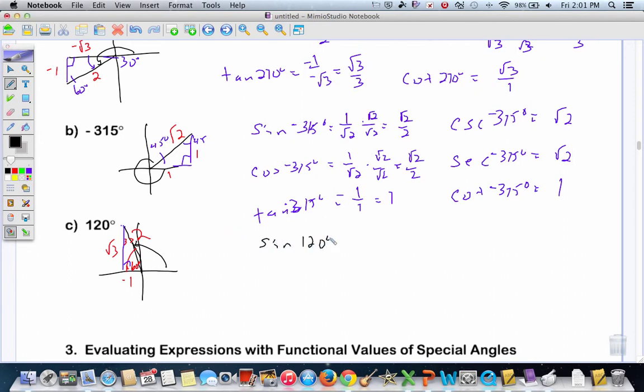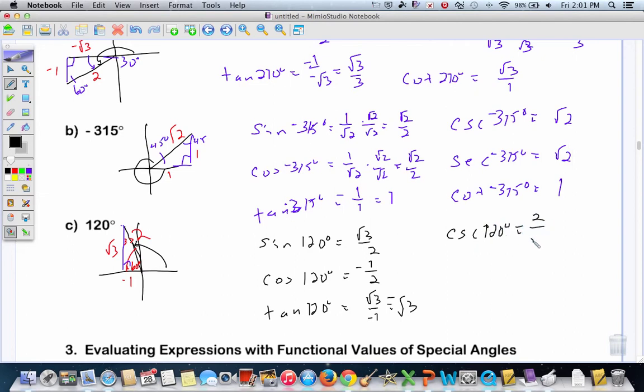And then over here, we'll find our trig functions. So the sine of 120 is y over r, or opposite over hypotenuse, square root of 3 over 2. Cosine of 120 is x over r, or adjacent over hypotenuse, which is negative 1/2. And tangent of 120 is opposite over adjacent, which is negative square root of 3.